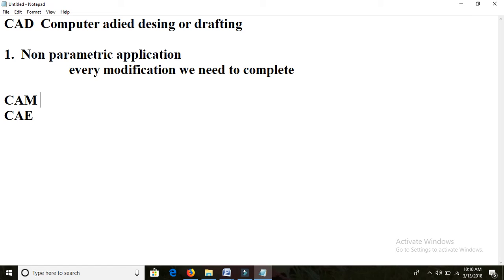So that's the reason civil engineers are not using these applications. Why? Because there is no need to learn about these particular applications. Those branches are different, this branch is different.